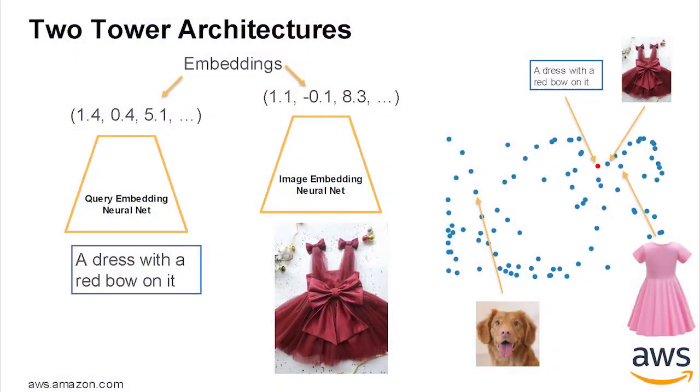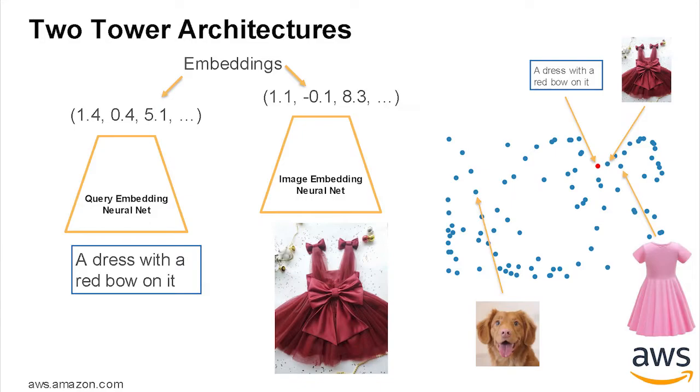But we've heard a lot about vector search, right? And that's what we're going to take advantage of. So the basic idea is that we are going to have two different neural nets. We call these two-tower architectures. One is a neural net dedicated to the query itself. So if I have a text, say, a dress with a red bow on it, someone types that into the search, then I would have one neural net that turns that input into a vector.